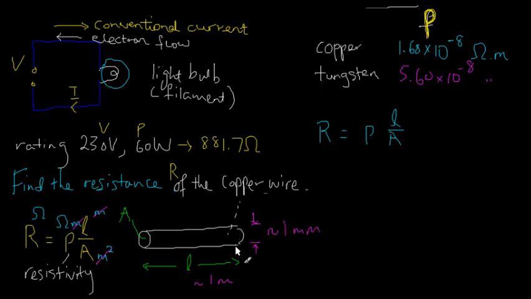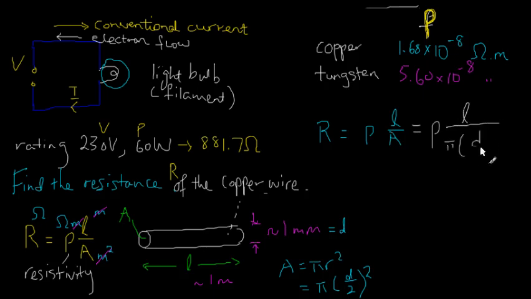I know the diameter. I'm taking A to be a circle, so the area of a circle is related to the diameter D. Area is equal to pi r squared, where r is the radius, and r is half of D. So this is pi times D over 2 squared. So it will look something like rho L over pi times D over 2 squared. A little more complicated, but we have the formula that we need.